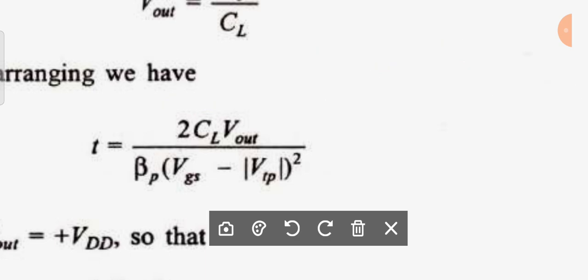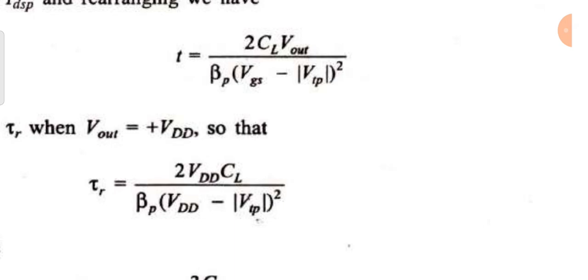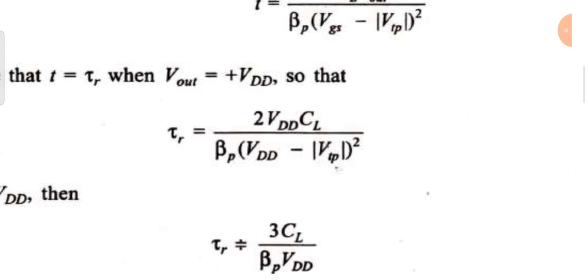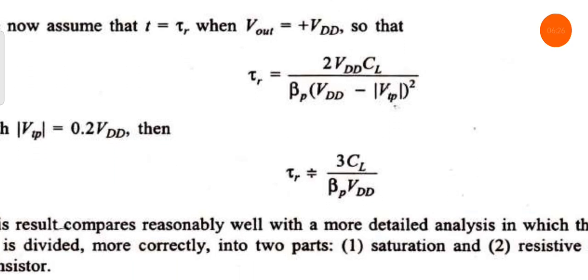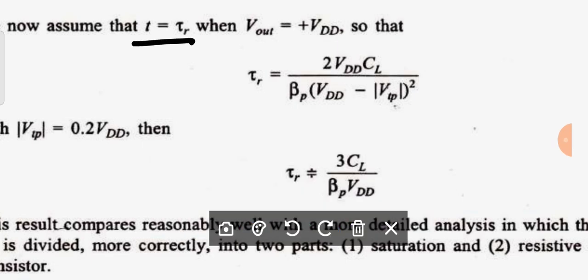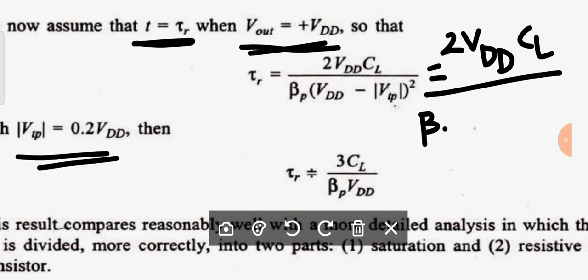Now let us assume that V out is equals to plus VDD. The value of V out is plus VDD, and you can observe very carefully T is equals to rise time, and the threshold voltage I am considering 0.2 VDD. That means you can observe these three values. I am considering T as a rise time, output voltage as VDD, and the threshold voltage as 0.2 VDD. Therefore 2 into V out becomes VDD into CL divided by beta P.